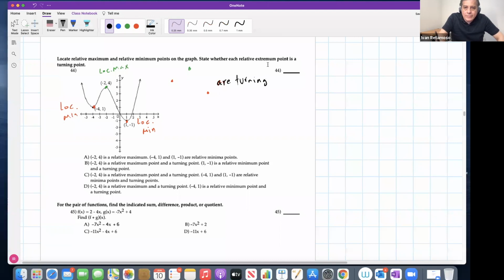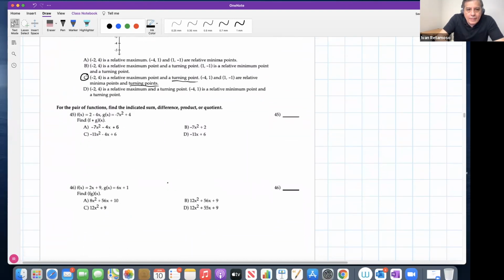Turning points. Okay, so it's important there. So therefore, the answer for 44, if you look through, it should be C, the one that is telling us that these are the local minimum, local maximum also, but they are also turning points, right? Look, this is important, turning point, right? Very good.